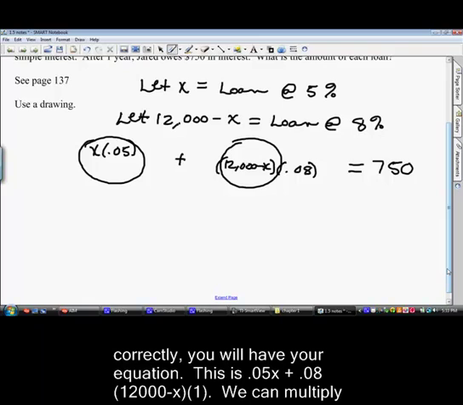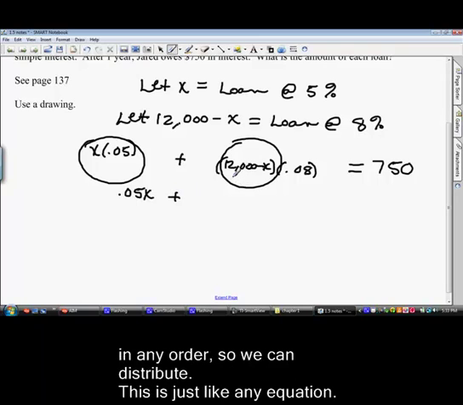Here we have X times 0.05. Well, that's just 0.05X. Here it's a little different because we have 12,000 minus X times 0.08. That's a little hard to take in, so what we would probably want to do is do 0.08 times 12,000 minus X. And remember, we can multiply in any order we want to. So I'm going to distribute like this and write it down that way. So I'm going to have 0.08 times 12,000, and we would probably pull up our calculator and multiply that out.